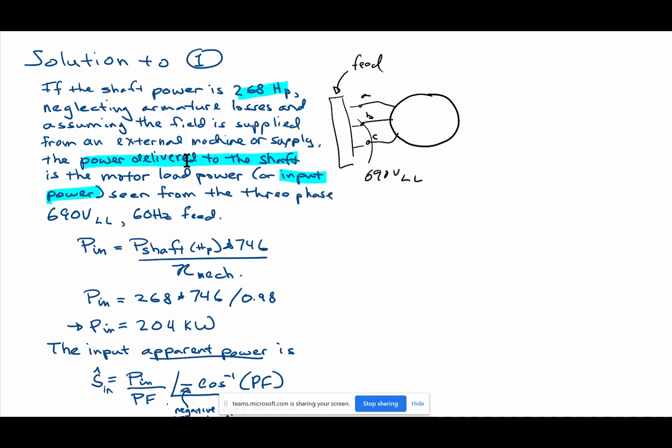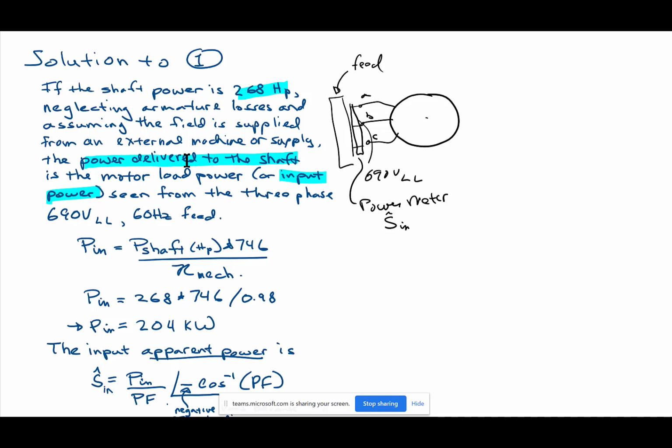If you were to put a power meter on this, just like we have in the lab, you would be able to measure an input apparent power. That's what we call S-in. That's the power into the motor.